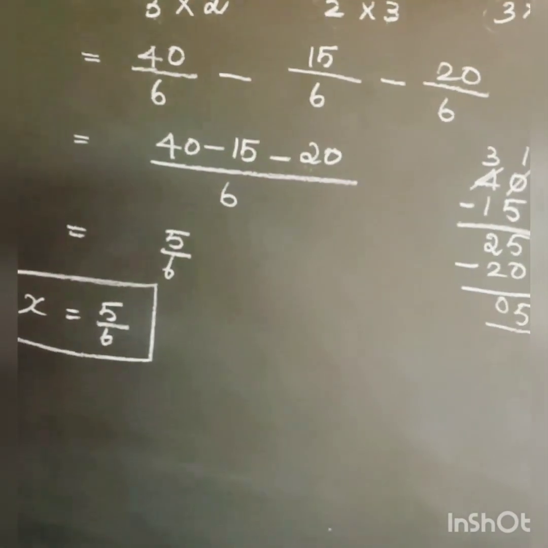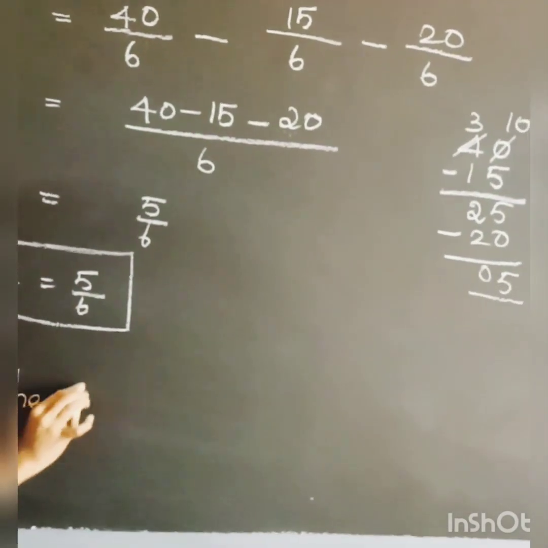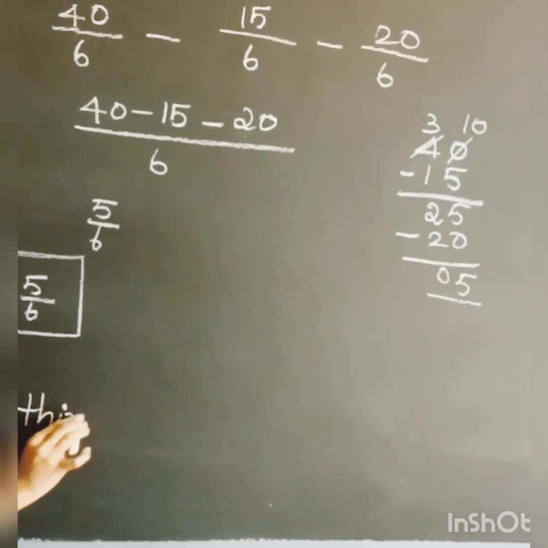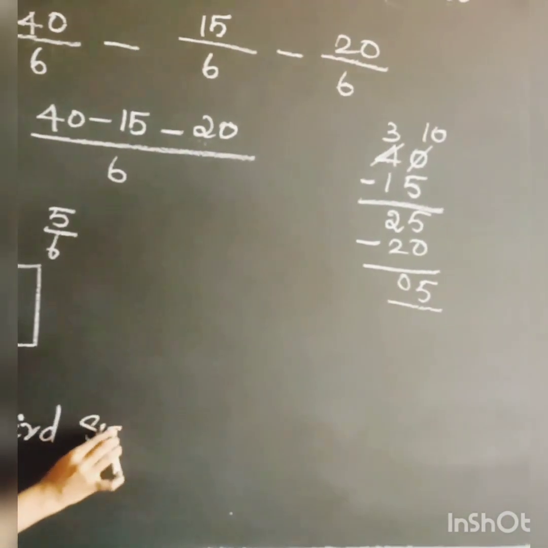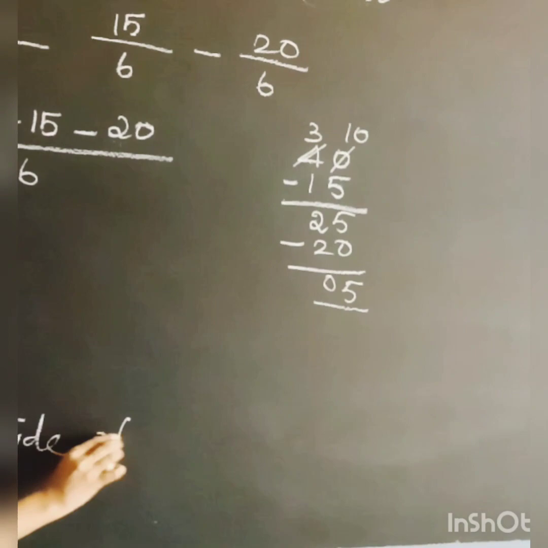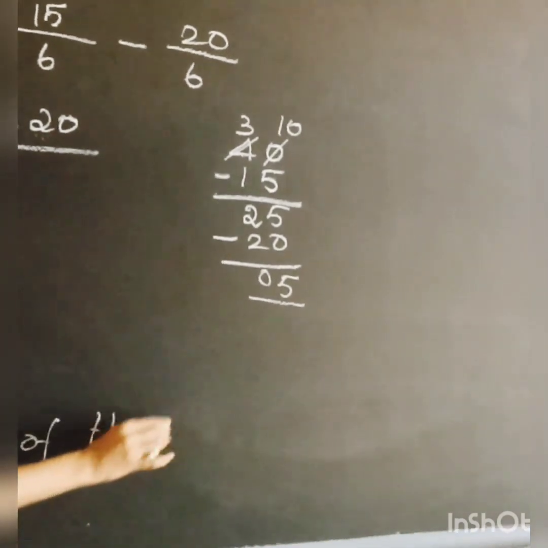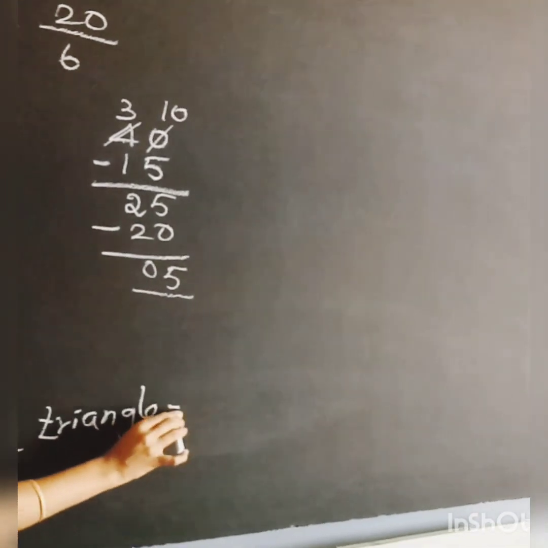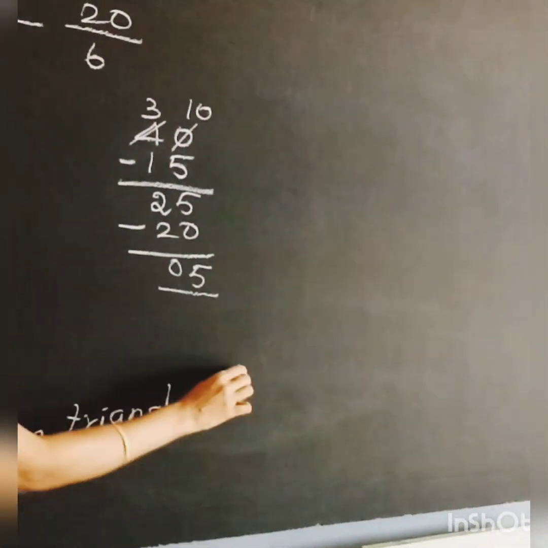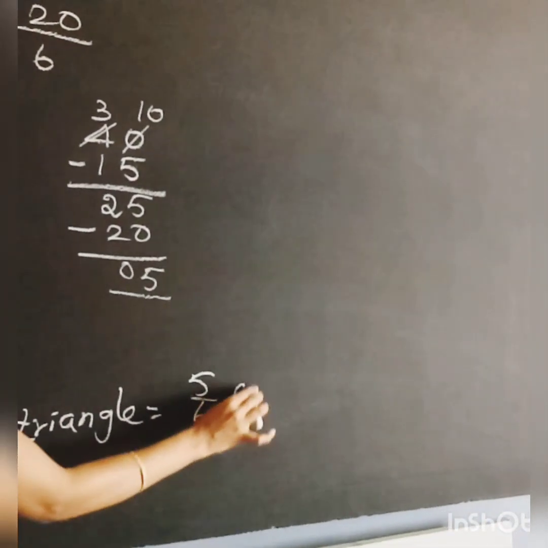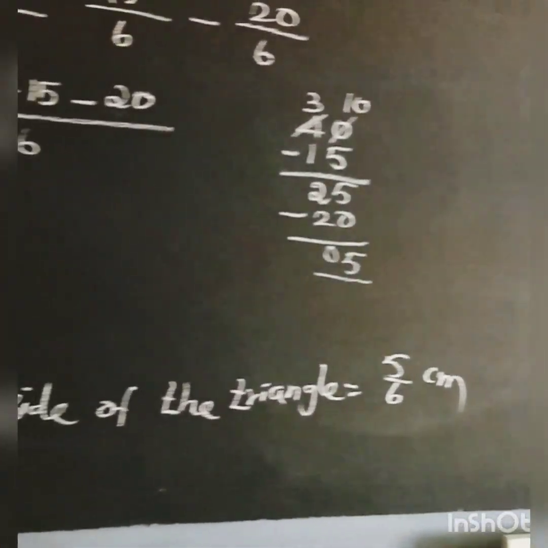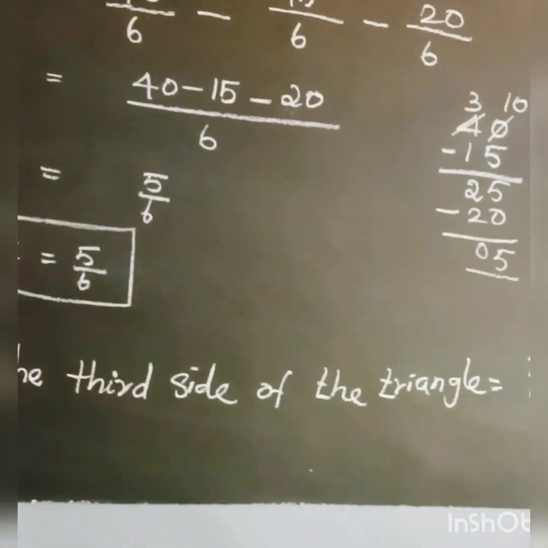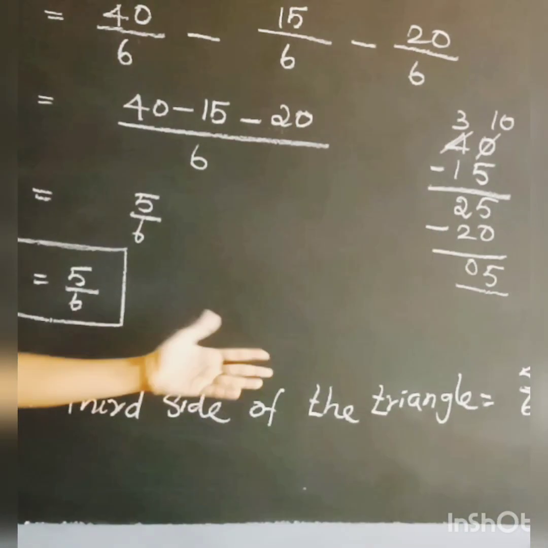How do you complete the answer? The third side of the triangle is equal to 5 divided by 6 centimeter. This is the answer. How do you complete it? You have to write the statement and then write the answer.